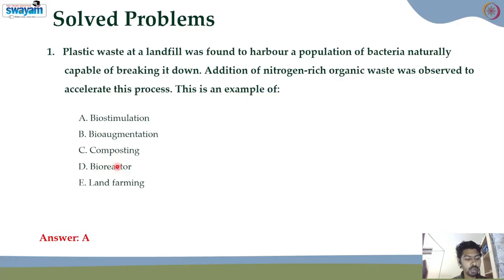So the option D, bioreactor. A bioreactor is a technology which is designed to optimize the microbial degradation of pollutant under the controlled environment. The controlled environment is nothing but the controlled pH, temperature, and oxygen level. And finally, land farming, where the contaminated soil is spread onto the land and exposed to the natural weathering and microbial degradation. So this is a long process and it takes years to remediate it.